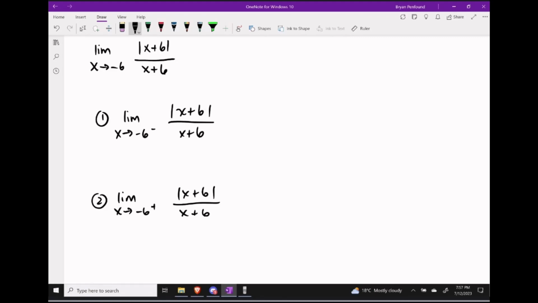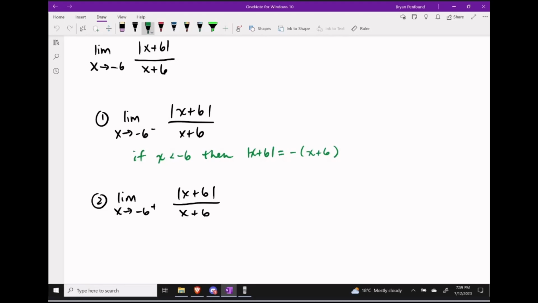We'll take a look at the limit as x approaches -6, but for values that are a little bit less than -6. And we'll take a look at the limit as x approaches -6, but for values of x that are a little bit larger than -6. Let's try to logically figure out what's happening in part 1.